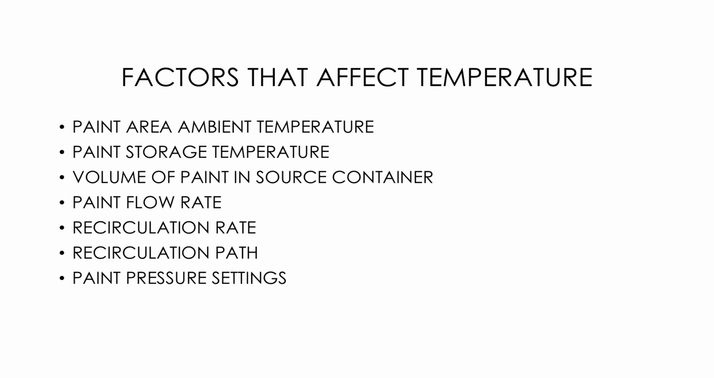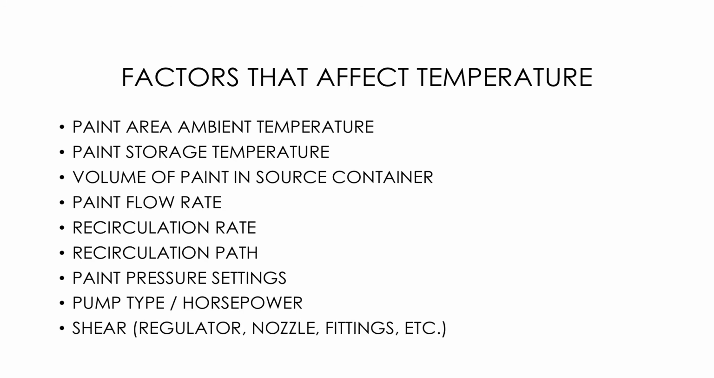And then there's the pressure setting. If we're circulating at pressure, we have to use a pump, and that pump and the size determines how much energy is added to the paint. And energy added equals heat. And then there's other things in the system. There's back pressure regulators, there's nozzles, there's just simple pipe curves, all of which add shear. Shear adds friction, and friction, again, generates heat.